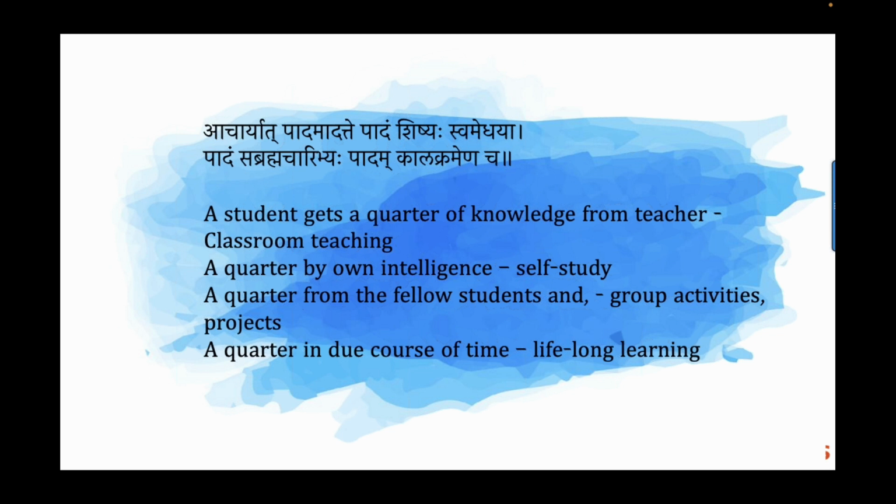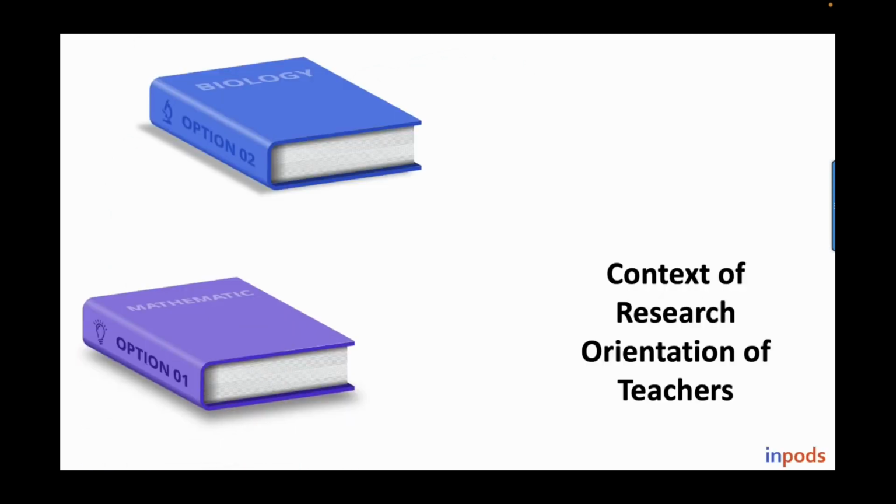If you look at ancient Indian philosophy, you'll find these references. A student gets a quarter of knowledge from the teacher, which probably happens in the classroom. A quarter by own intelligence, which is self-study. A quarter from fellow students, which can happen in group activities or projects, and a quarter in the due course of time. That is when lifelong learning is used by the students and all of us, right?